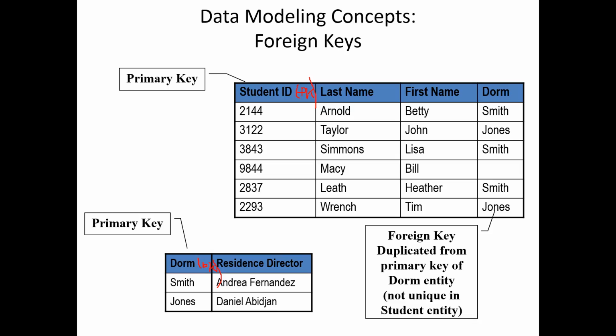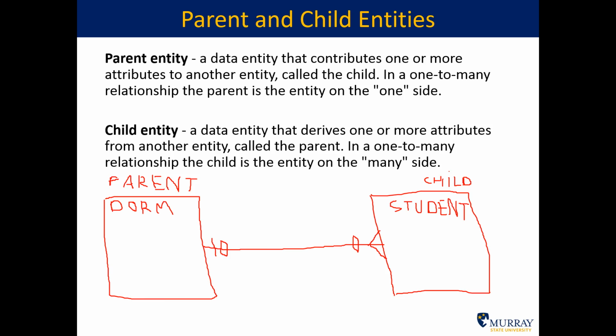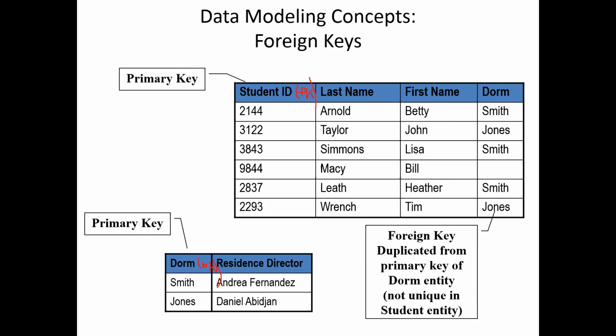Well, the rule is that you take the primary key from the parent entity, right? So which one is the parent entity? Dorm is a parent entity, right? We figured that out earlier. So we take the primary key from this parent entity and insert it into the child entity. So in that case, dorm name, or here just called dorm, which is a primary key here, becomes our foreign key here.